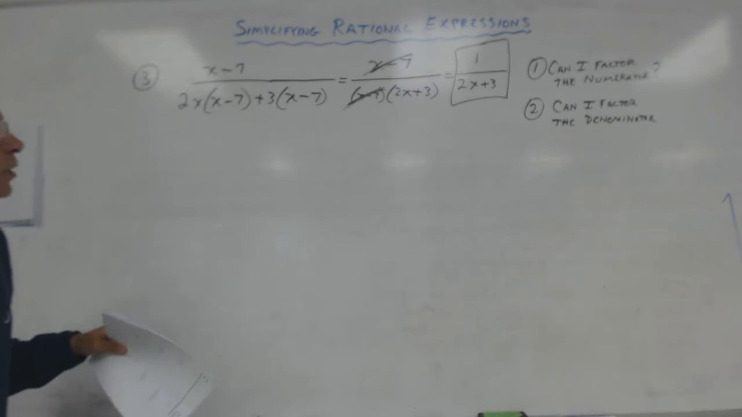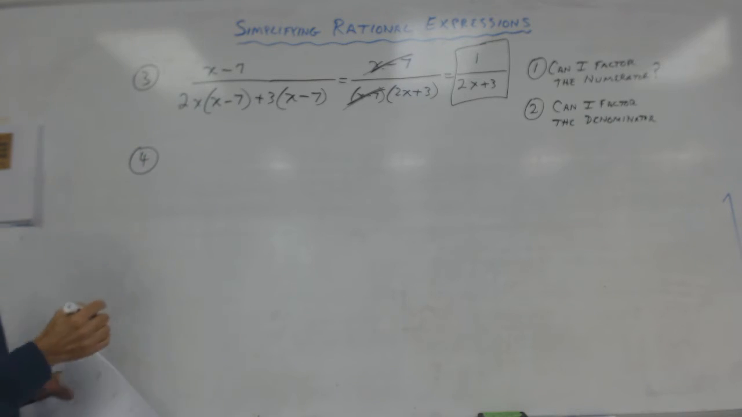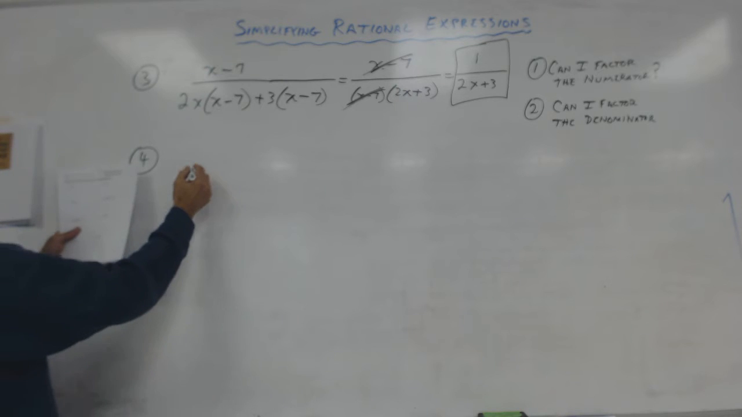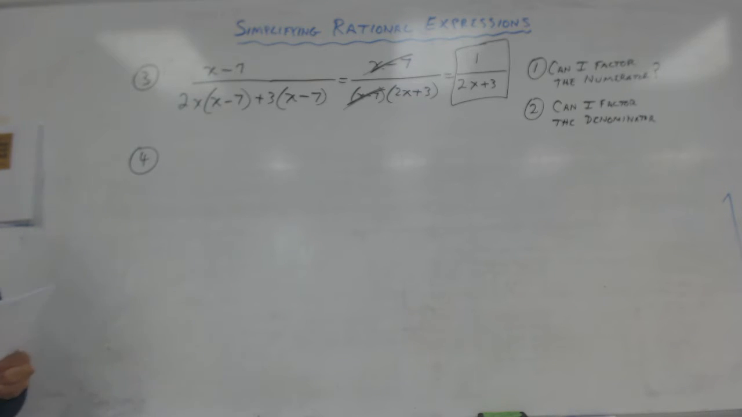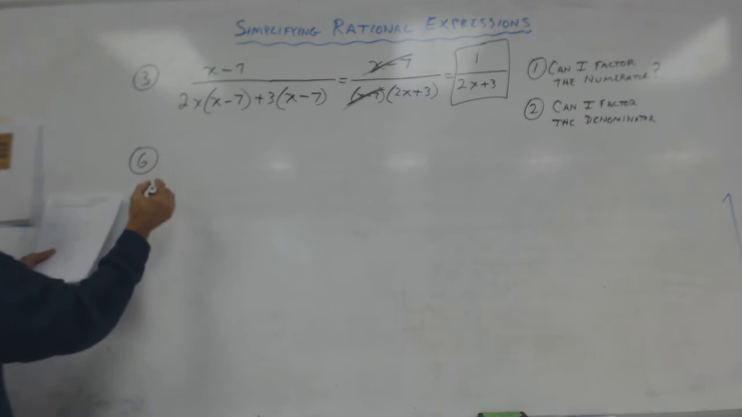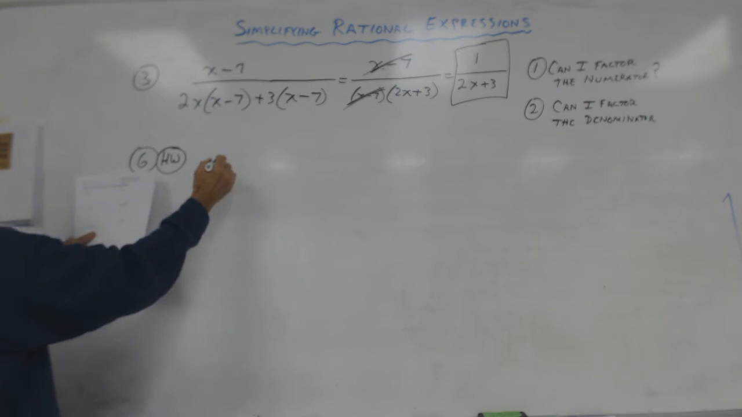Okay. So that's one. Now let's look at this one. What if I gave you this? I'm going to do one. This is actually number 6 on the homework. Write it down, number 6 on the homework, just so you know. I'm going to put 6 here because it's number 6 on the homework.